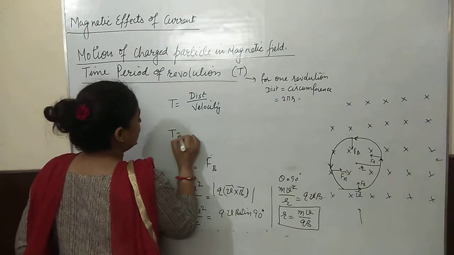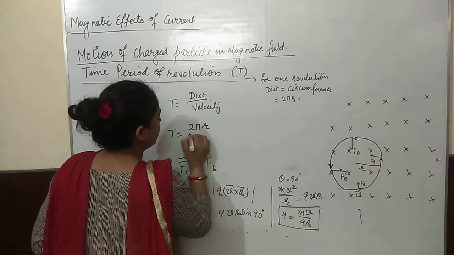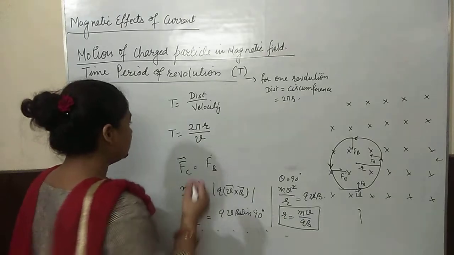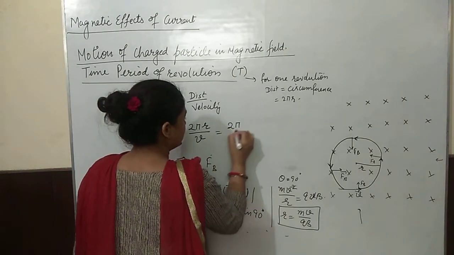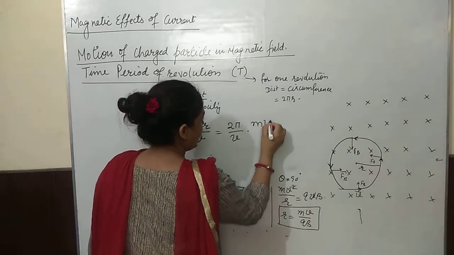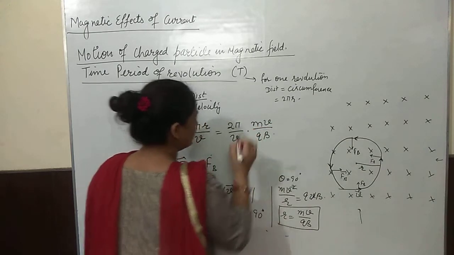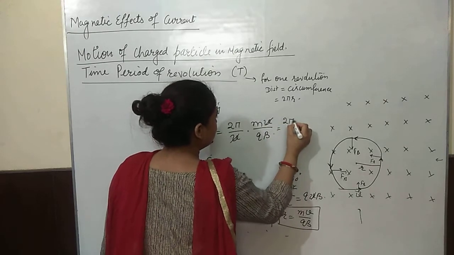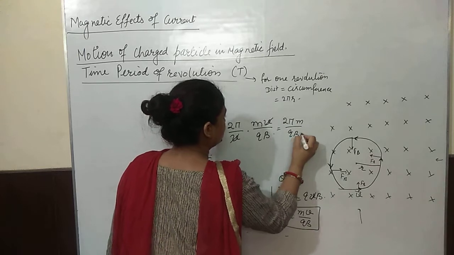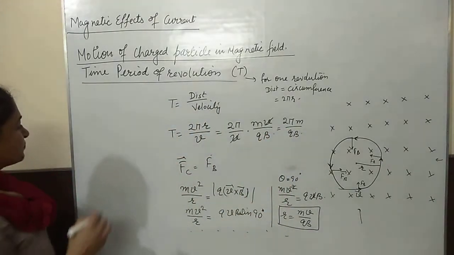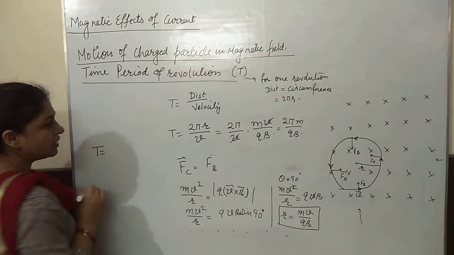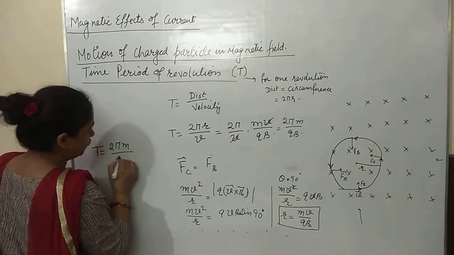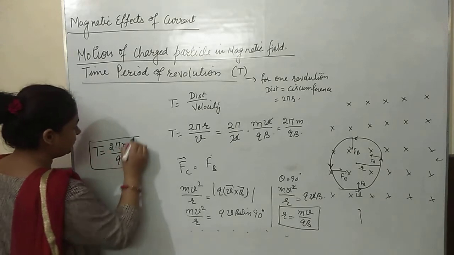So time period is 2 pi r over velocity. The value of r we can substitute from here. So time period is 2 pi over v into mv over qB, or this can be written, as v is going to get cancelled, 2 pi m over qB. This formula will give you the time period of one revolution of the charged particle. So this is another formula we have solved.